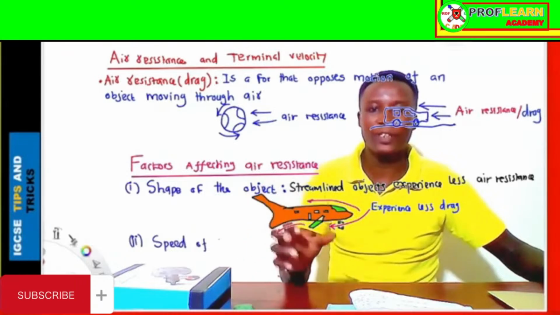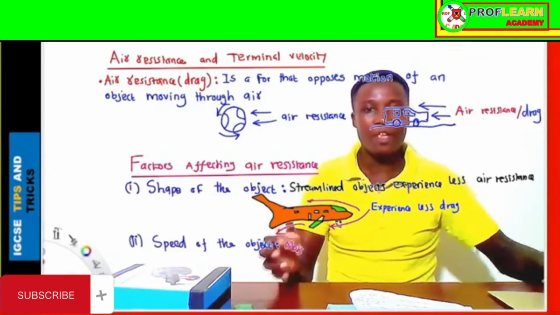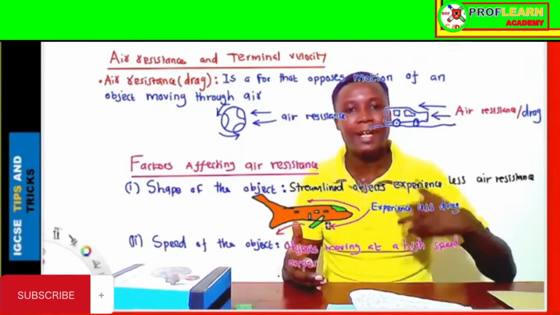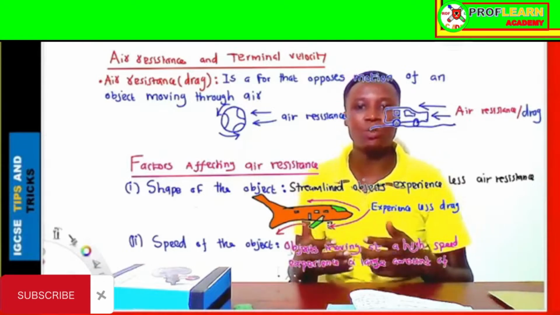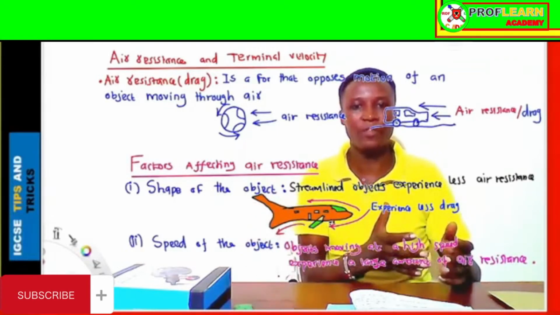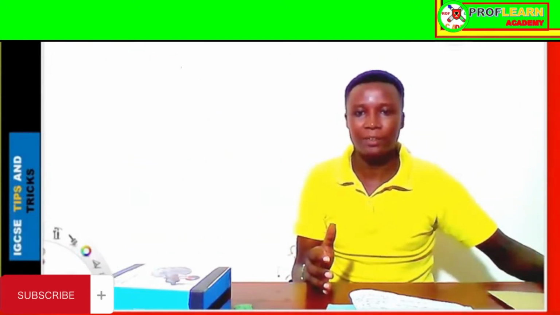So the second factor that you can also mention is the speed of an object. If an object is moving very fast, it's going to experience a high or large amount of air resistance compared to a slow moving object. So if a vehicle is moving very fast, it's going to experience a larger air resistance.